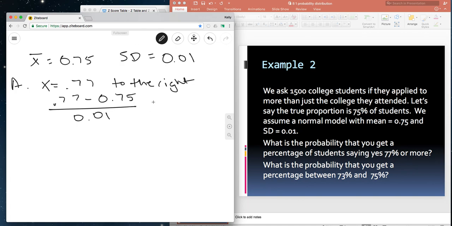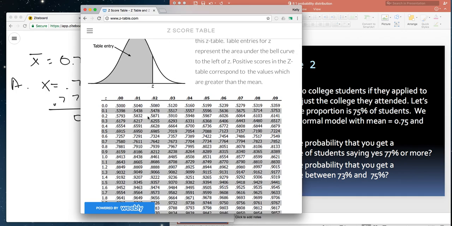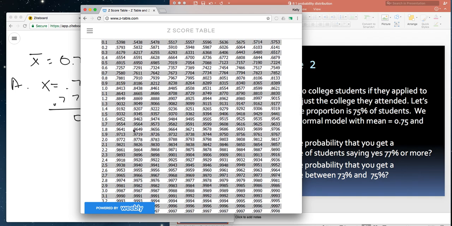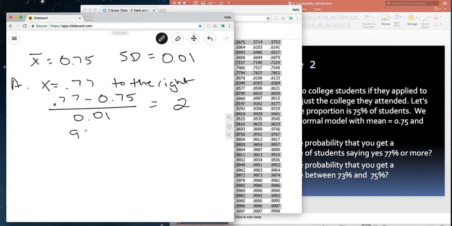We actually get a z-score of 2. So for a value of 2, we come to 2.0, and we just want the first column. So that's 97.72%. And remember, we want to actually subtract from 100. So that's 2.28%.